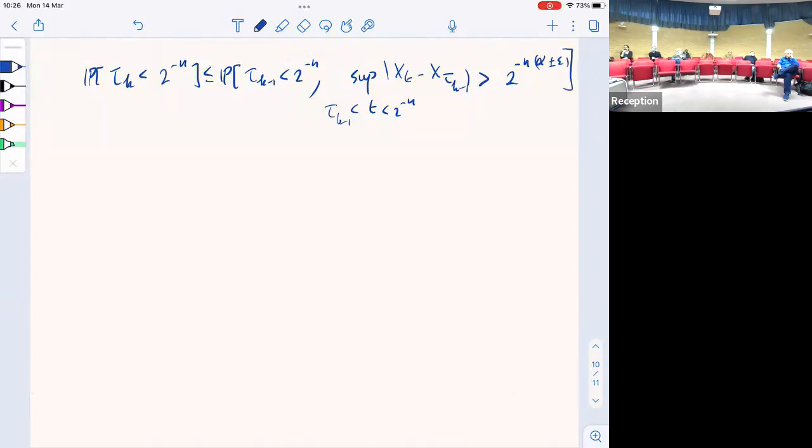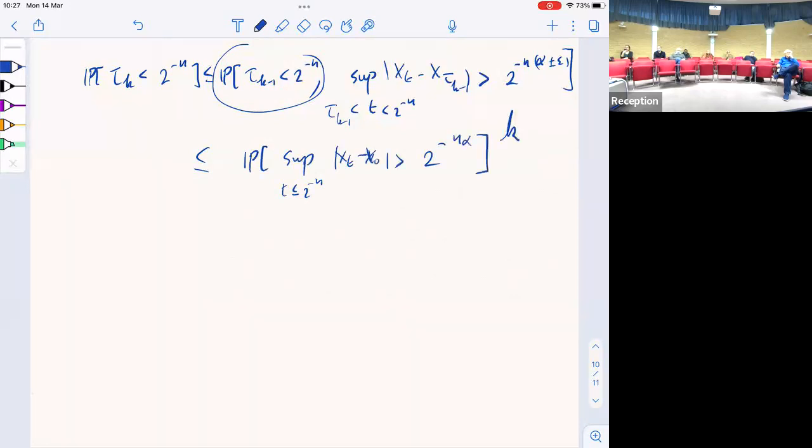Okay, so doesn't matter. It's good enough for intuition now. So what this means is that we can use our Markov property at the stopping time tau k minus 1. So we can recursively apply this argument. We can actually see that this guy and this guy will be independent in the case of a Lévy process. And then we have this guy, which is just one order smaller than what we start with. So eventually what we have is the probability that the supremum of t less than 2 to the minus n, xt minus x0, is larger than 2 to the minus n over alpha, to the k. All right, so there's a known result.